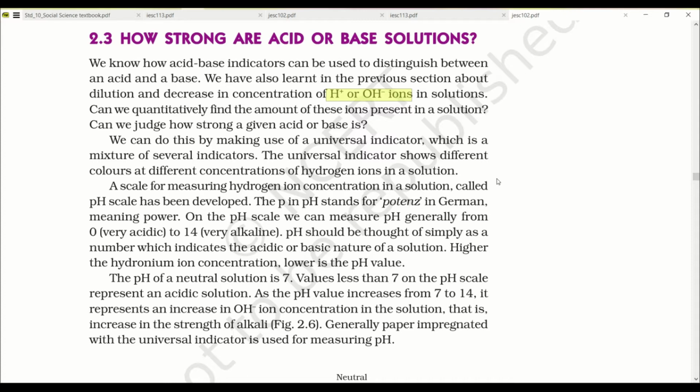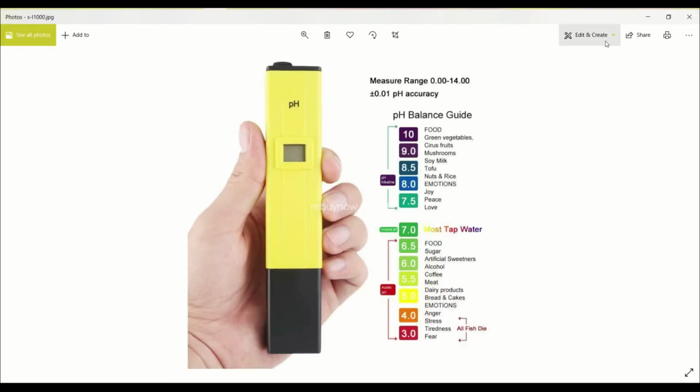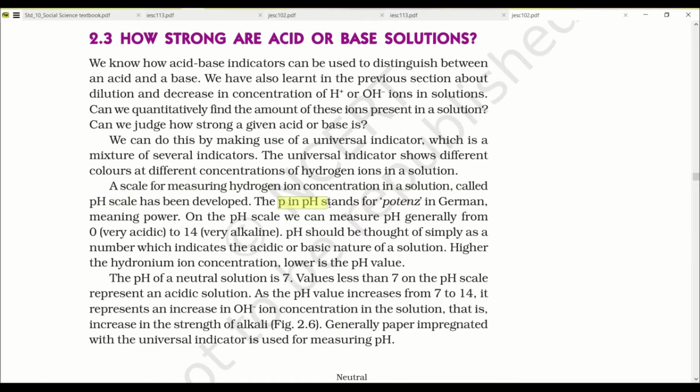We can do this by making use of a universal indicator, which is a mixture of several indicators. The universal indicator shows different colors at different concentrations of hydrogen ion in a solution. A scale for measuring hydrogen ion concentration in a solution is called the pH scale. The P in pH stands for potenz in German, meaning power. On the pH scale, we can measure the pH generally from 0, very acidic, to 14, very alkaline.